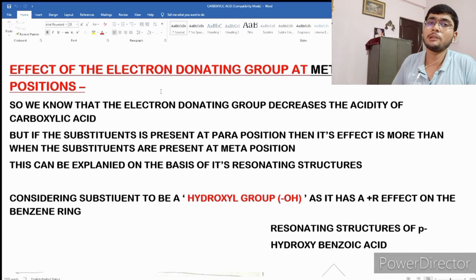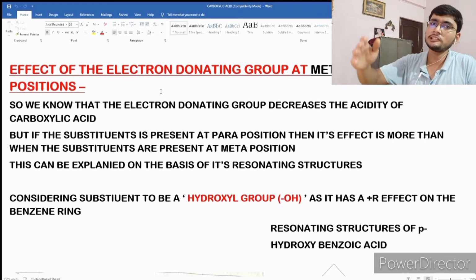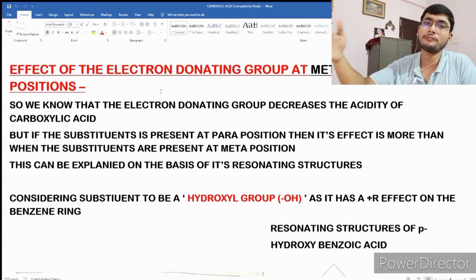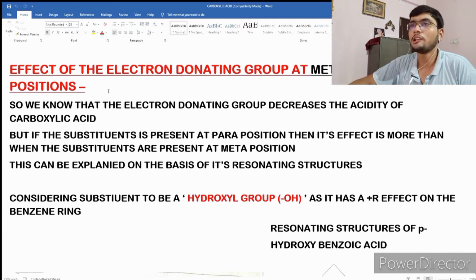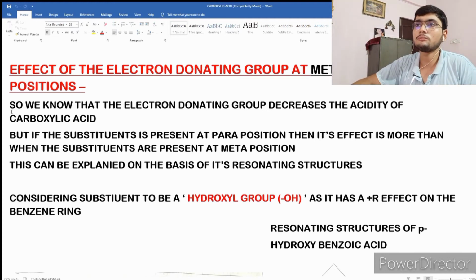Why? Because in the para isomer the resonance effect takes place. The plus R effect takes place, due to which the negative charge of the conjugate base gets intensified. But in the case of the meta isomer there will be no such plus R effect. So that's why the meta isomer is more acidic than the para isomer. Let me first read, and you will get to know more about it.